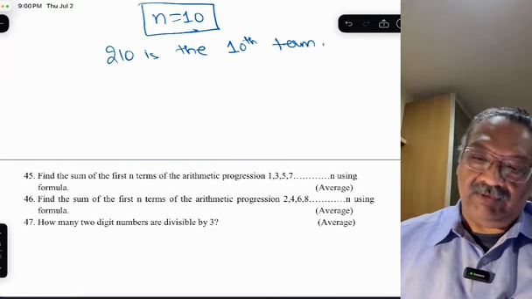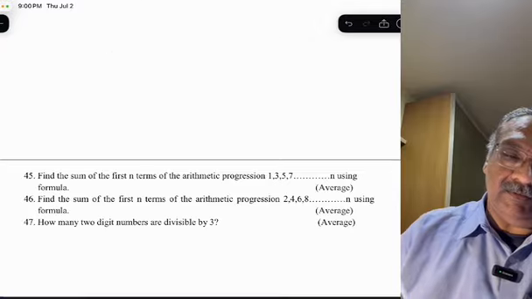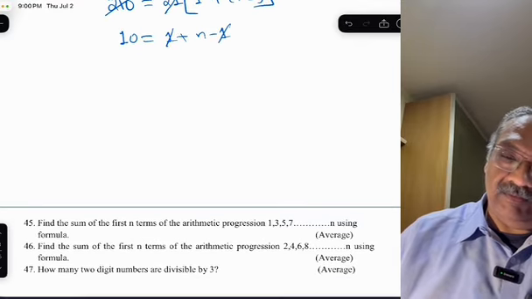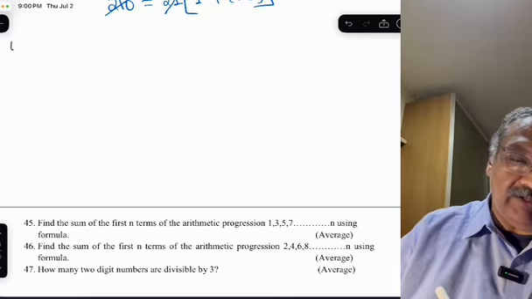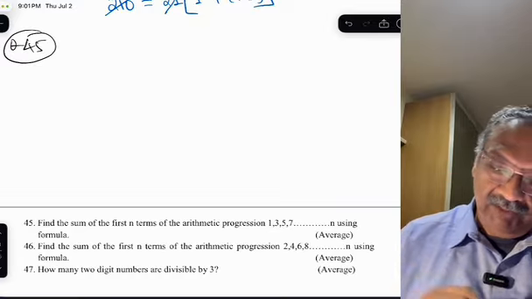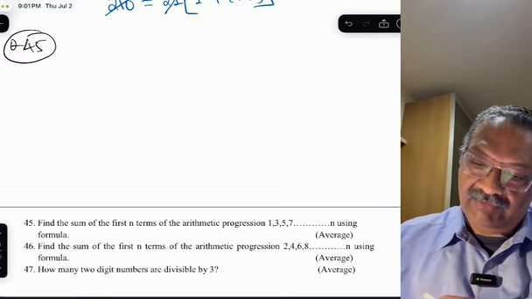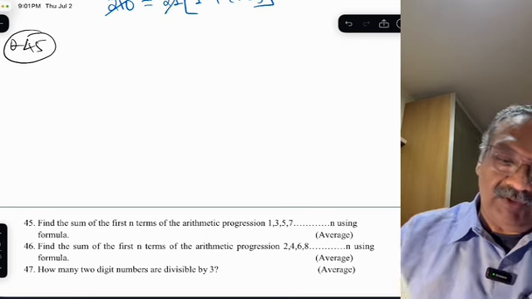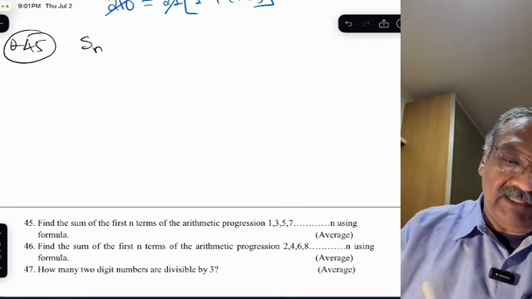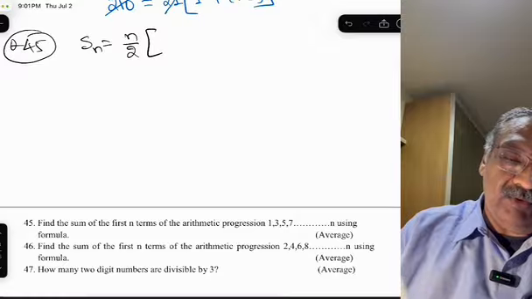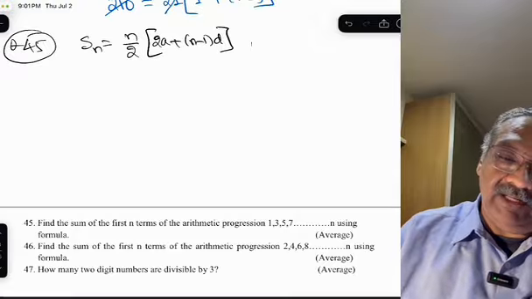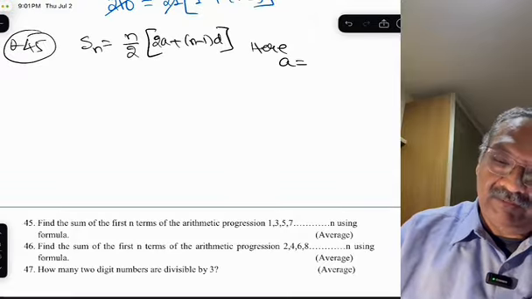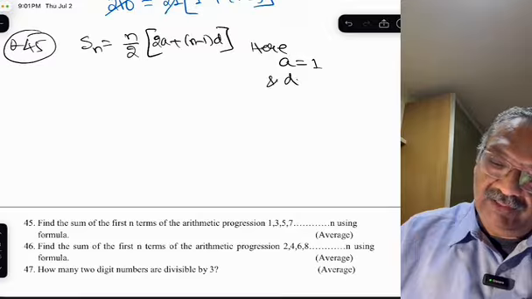Let us come to question number 45. What does 45 say? Find the sum of first n terms of the AP using formula. So we have formula Sn is equal to n by 2 into 2a plus n minus 1 into d. Here, what is the first term? A is equal to 1 and common difference D is equal to 3 minus 1 is equal to 2.